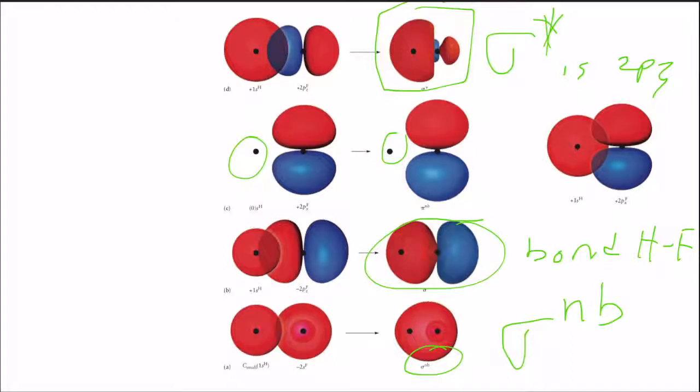Suppose that we have the 1s trying to interact with the px's and py's. We see that whatever is gained from this interaction will be lost from this interaction. So again, no interaction, non-bonding. Okay?